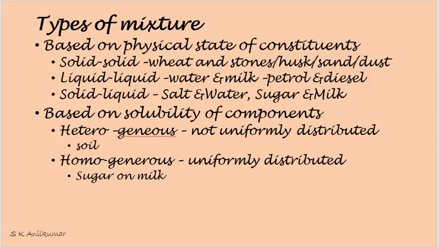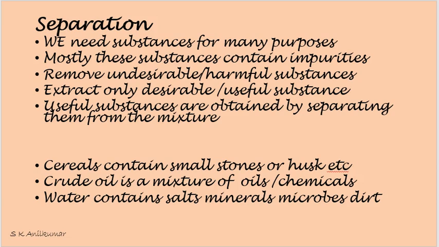There are different types of mixtures. We can classify them or segregate them based on similarity, that is, based on the physical state of the constituents. What is physical state? Solid-solid, like wheat and stone. Liquid-liquid, like petrol and diesel. Solid-liquid, like salt and water. Then we can make different types based on the solubility of the components. Heterogeneous means multiple components or substances, not uniformly distributed. Homogeneous means uniformly distributed substances. Sugar and milk: every part of the milk will taste equally sweet. Soil is a heterogeneous mixture.